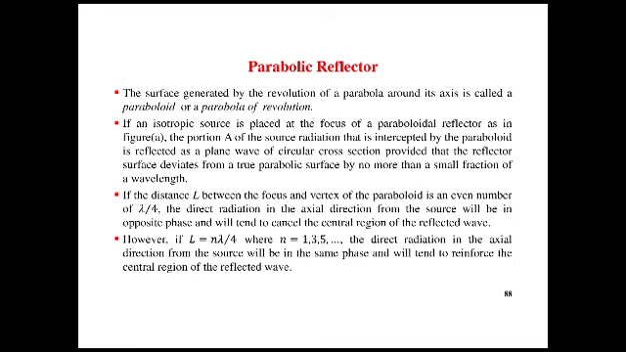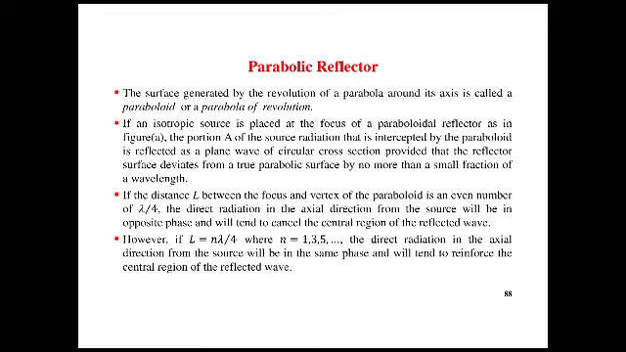The surface generated by the revolution of a parabola about its axis is called a paraboloid, or paraboloid of revolution. If an isotropic source is placed at the focus of the parabolic reflector as in figure A, the portion of the source radiation that is intercepted by the parabola is reflected as a plane wave of circular cross section, provided that the reflector surface deviates from the true parabolic surface by no more than a small fraction of a wavelength.